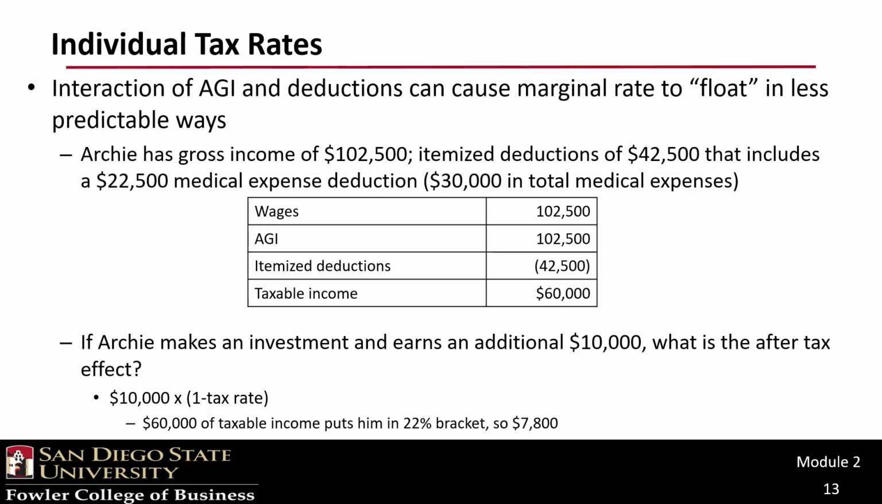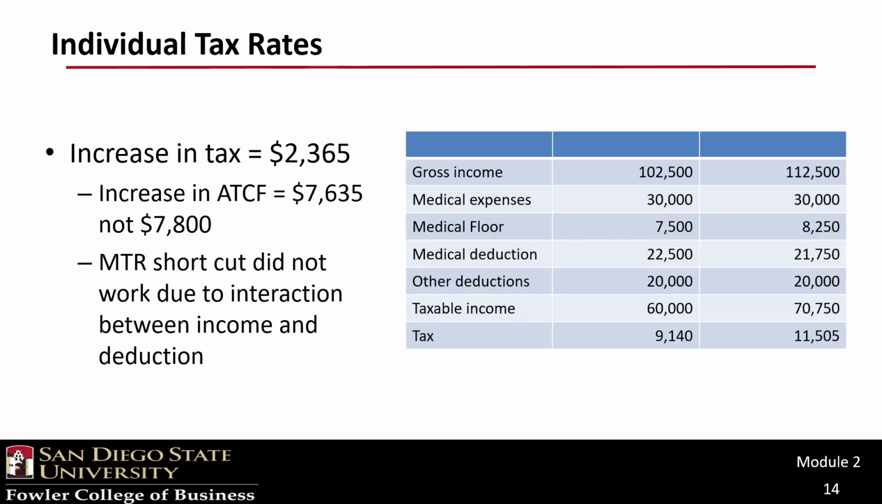If Archie makes an investment and earns an additional $10,000, what is the after-tax effect? Well, if we were to look at Archie's tax rate schedules, he would be clearly in the 22% bracket. So with $10,000 of additional income, we would think that Archie's going to reap $7,800 in after-tax cash flow. Instead, we need to see how that integration of AGI and that additional income changes what happens to Archie. So in the first column, we see the original calculation, taxable income of $60,000 and tax of $91.40.